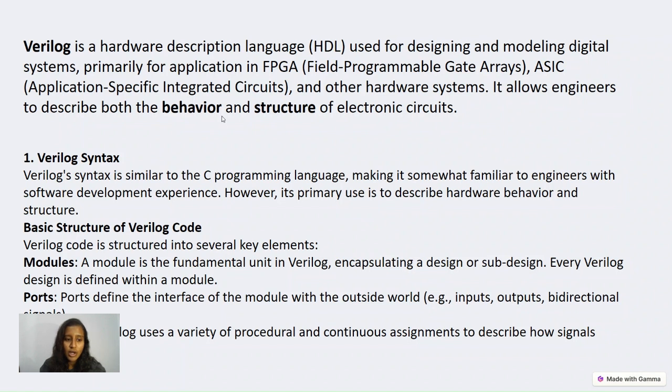Basic structure of Verilog code. Verilog code is structured into several key elements. Modules. A module is the fundamental unit in Verilog, encapsulating a design or sub design. Every Verilog design is defined within a module. Ports. Ports define the interface of the module with the outside world. Example: inputs, outputs, bidirectional signals. Statements. Verilog uses a variety of procedural and continuous assignments to describe how signals behave.